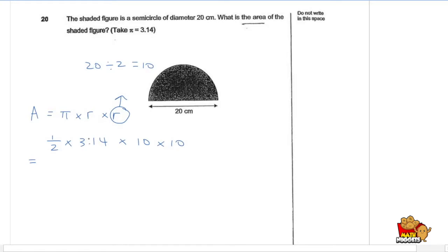So I will take 3.14 times 10, which is shift the decimal point to the right one time, and I times 10 again, shift it one more time. So I'm left with 314 out of 2. So you just need to do your division. Half of 314.